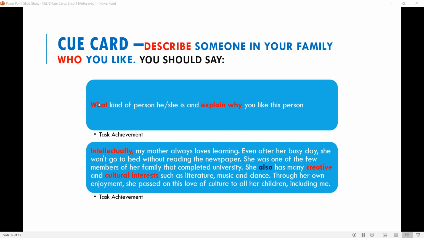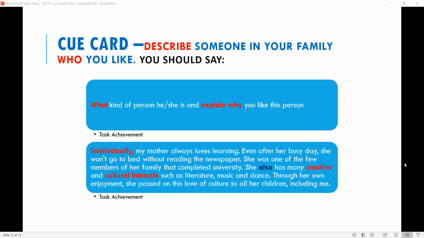Intellectually, my mother always loves learning. Even after a busy day, she won't go to bed without reading the newspaper. She was one of the few members of her family that completed university. She also has many creative and cultural interests, such as literature, music, and dance. Through her own enjoyment, she passed on this love of culture to all her children, including me.